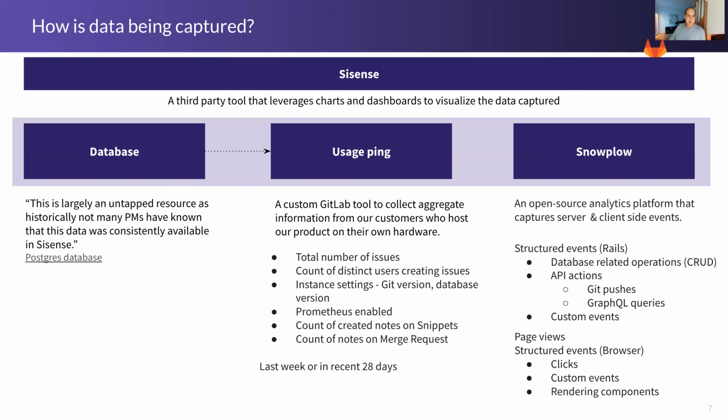Like I said, this is my mental model. The database is all the things you can store and save. Usage ping is derived from information in the database, so it's aggregation: total number of issues, count of distinct users creating issues, any kind of settings aggregation, like how many sites have this thing turned on. That's where usage ping excels.